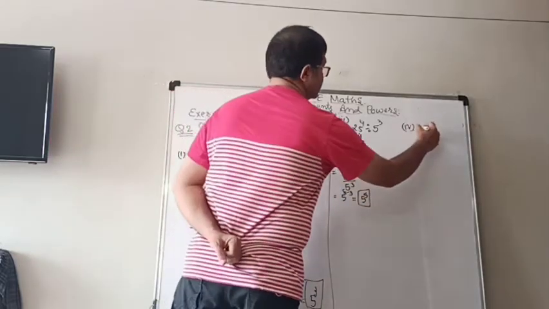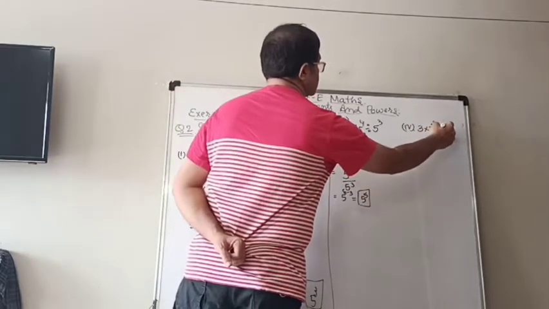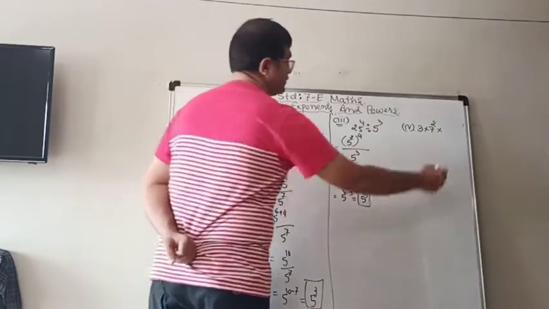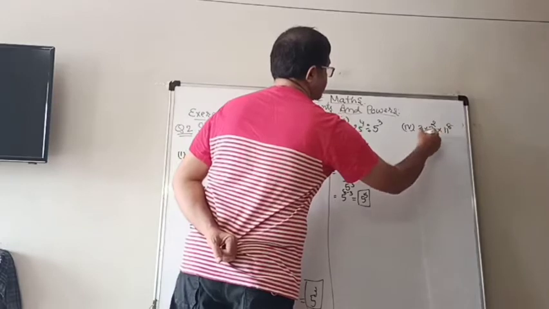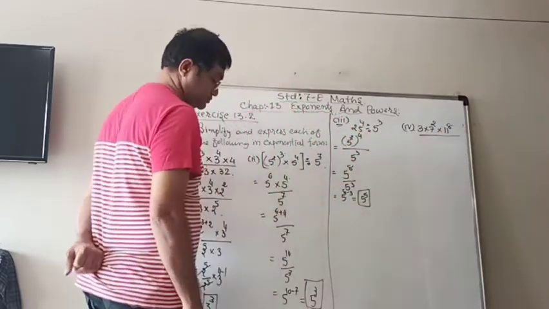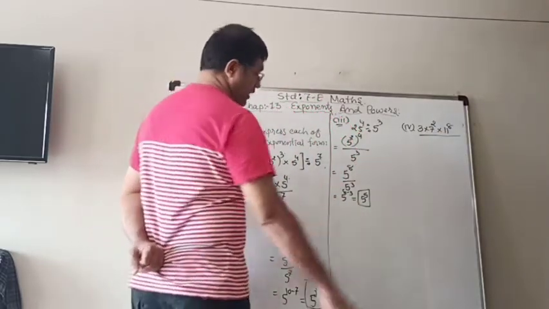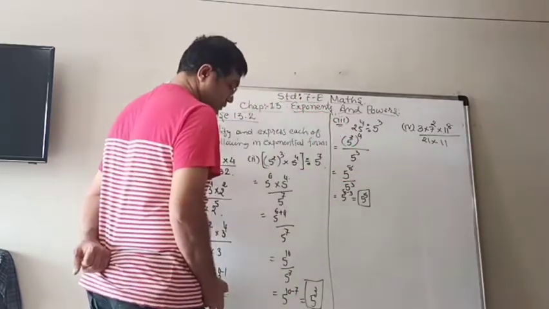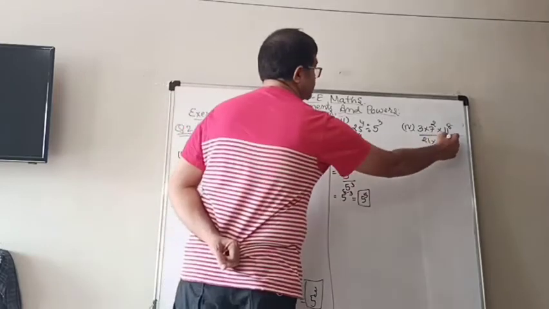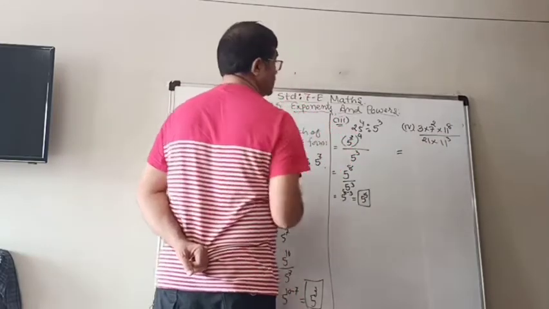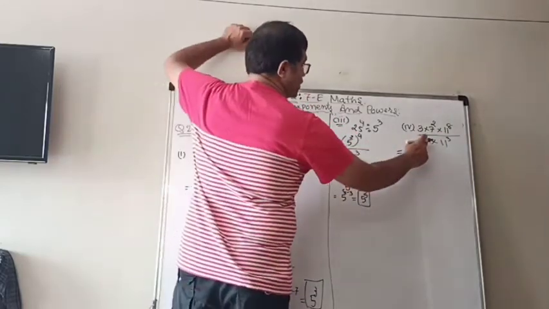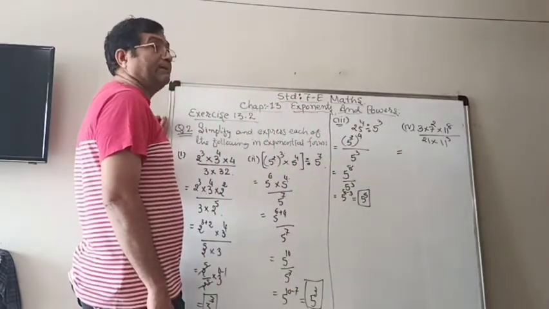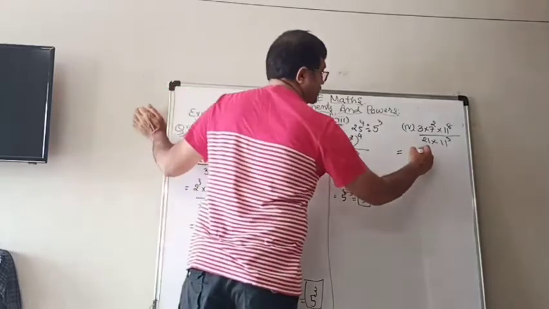Fourth one, 3 multiplied by 7 squared multiplied by 11 raised to power 8, and in the denominator 21 multiplied by 11 cubed. Now here 21 is not a prime number, so we will convert it.